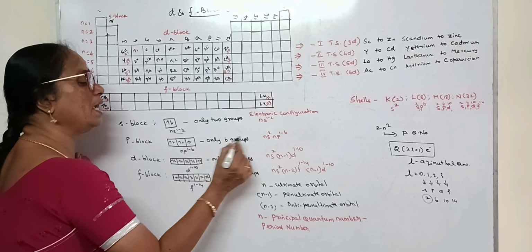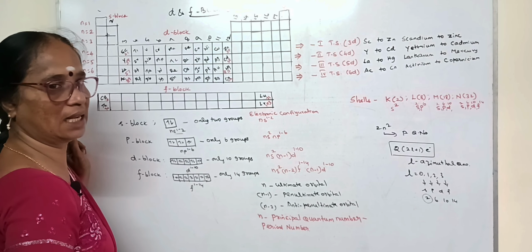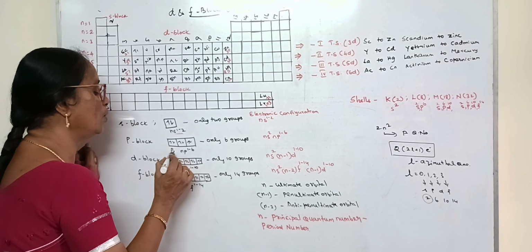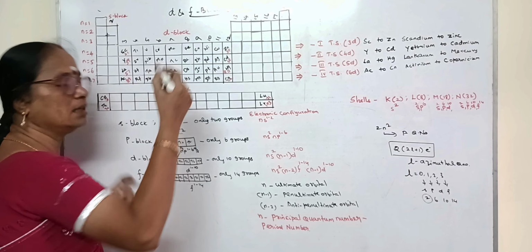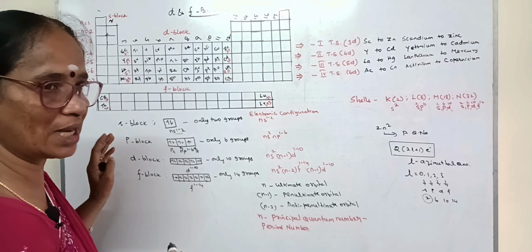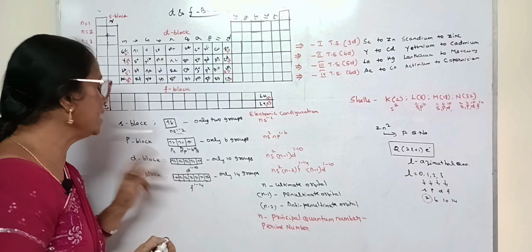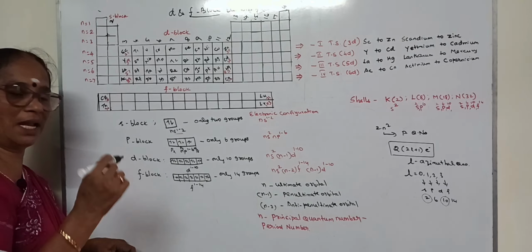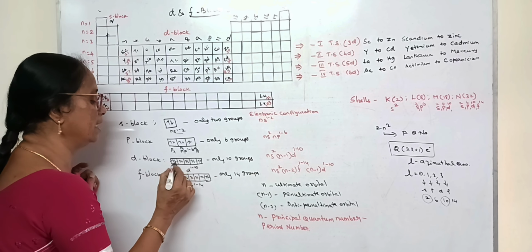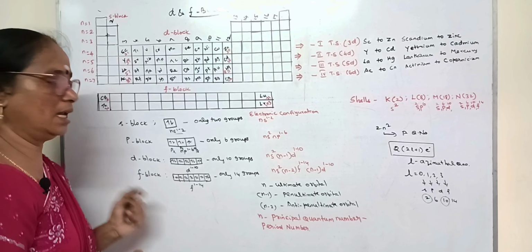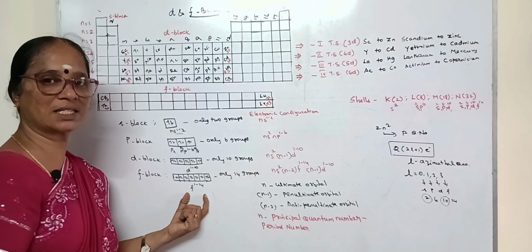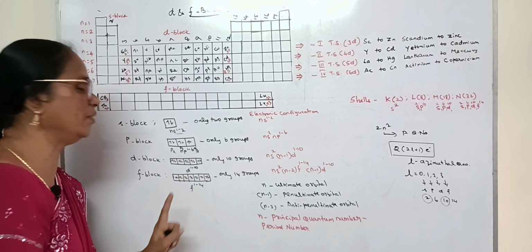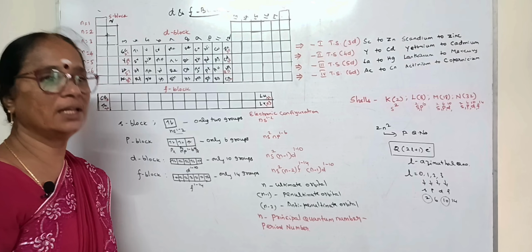The next one, the p orbital, can have a maximum of 6 electrons. The p orbital has 3 orientations: px, py, pz. All this will be discussed in periodic classification as well as structure of atom. Now the d orbital has a maximum of 10 electrons in its subshell. Here the d orbital has 5 orientations having 10 electrons. Similarly, the f orbital can have a maximum of 14. It has 7 orientations, each orientation having a pair of electrons, which makes 14 electrons.